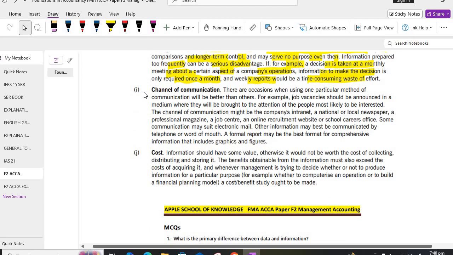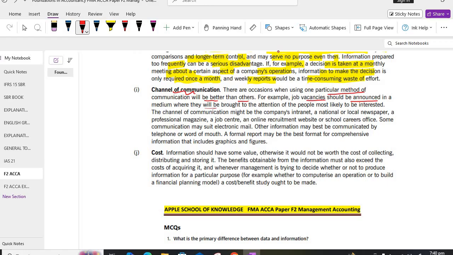Then there is another aspect that is called channel of communication. About channel of communication, we have discussed that you deliver the information through an appropriate medium. There are occasions when using one particular medium, communication will be better than others. For example, a job vacancy should be announced in a medium where it is brought to the attention of the people most likely to be interested. So the channel of communication might be the company intranet, national newspaper, magazine and other such media. Other information must be communicated by telephone or other tools.